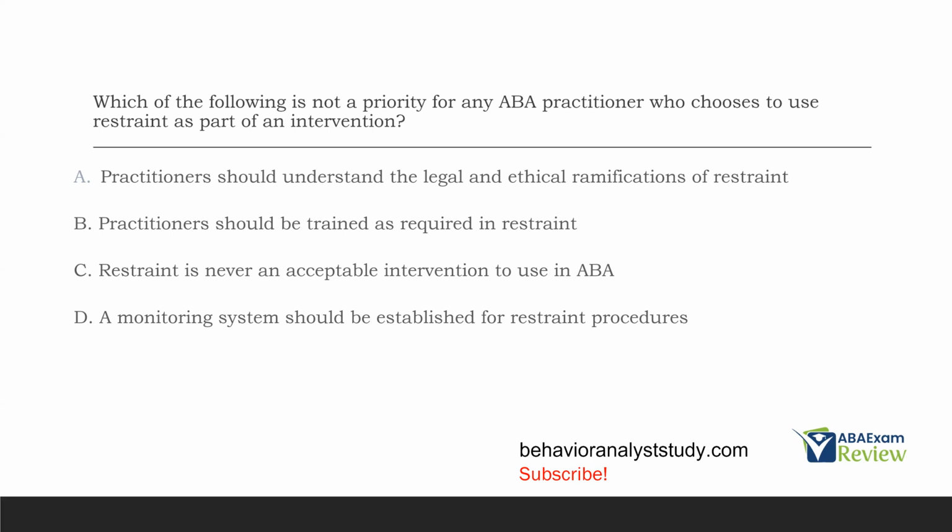If you think restraint might come up, you need to have a systematic way to monitor that restraint. Data, reporting, everything. Restraint is very serious. It's very dangerous. It can be very harmful. We've got to do it systematically. We've got to be smart, and we really want to avoid it whenever possible. So, which of the following is not a priority for any ABA practitioner who chooses to use restraint as part of an intervention? C, restraint is never an acceptable intervention to use in ABA.